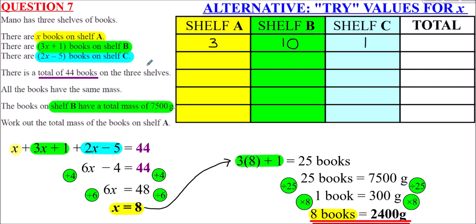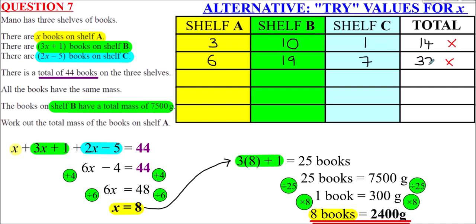Then we can just check if that totals up to 44. 3 plus 10 plus 1, that gives 14. It's too low, so then we can just try a bigger number. So let's say, for example, 6. If x was 6, on shelf B, it would be 3 times 6 plus 1, which is 19. Then on C, 2 times 6, 12, minus 5, which gives 7. Does that total up? It won't do. Again, it'll be too small. That'll give a total of 32.